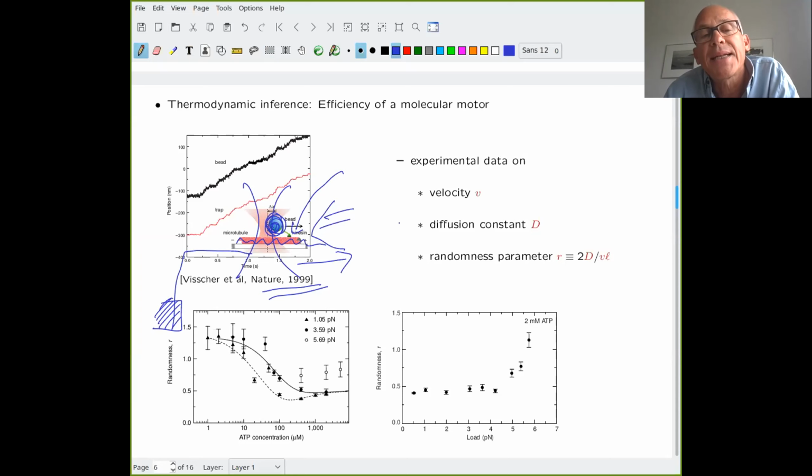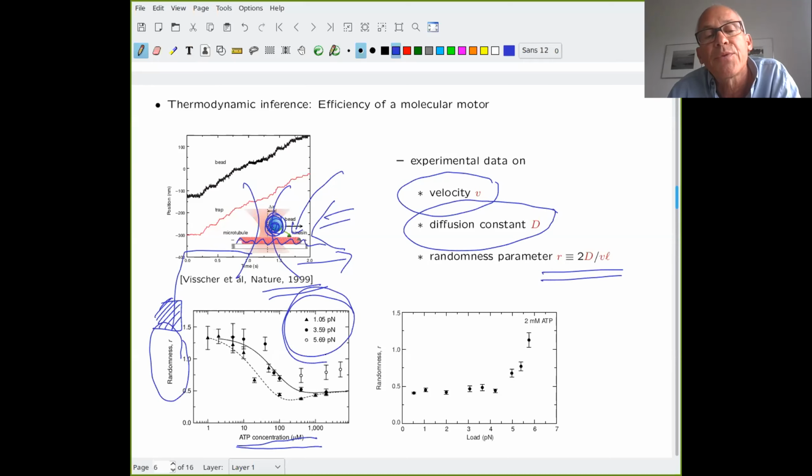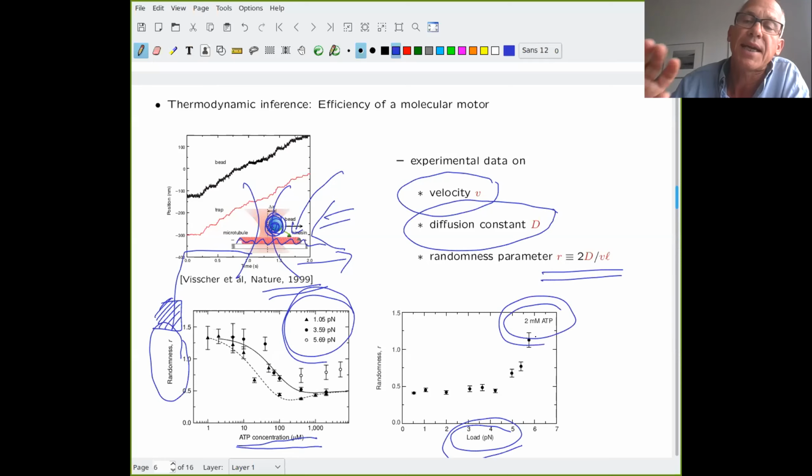And then the experimental data which you get are the velocity of the motor. You get the dispersion in the velocity, which is the diffusion constant. And this is typically combined into what is called a randomness parameter. And when you plot that randomness parameter as a function of the ATP concentration, you get data like this. And these are for 3 different forces. These are forces in the piconewton range. Or you can do it as a function of the applied force at a constant ATP concentration. So these are data which have been around for 20 years or so.